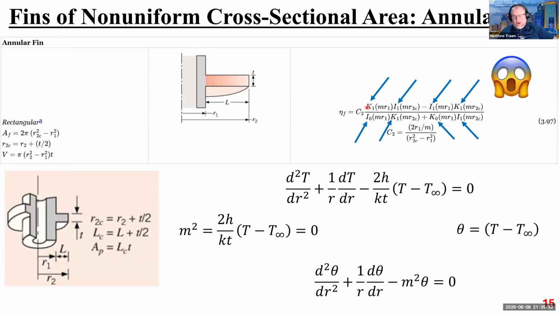Like, what is this? K1, I1, I1, K1. It's like a game of bingo, right? What in the heck are these things? So it turns out, and I've got my little scared emoji here because, like, what are these things?